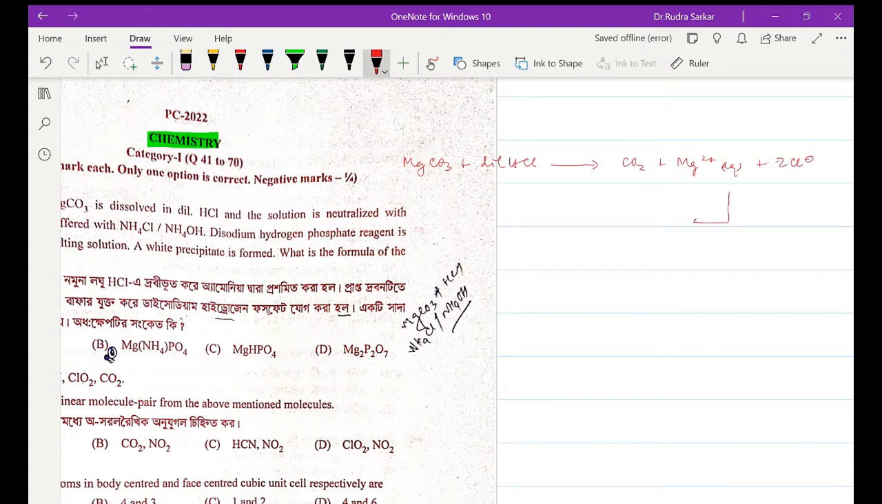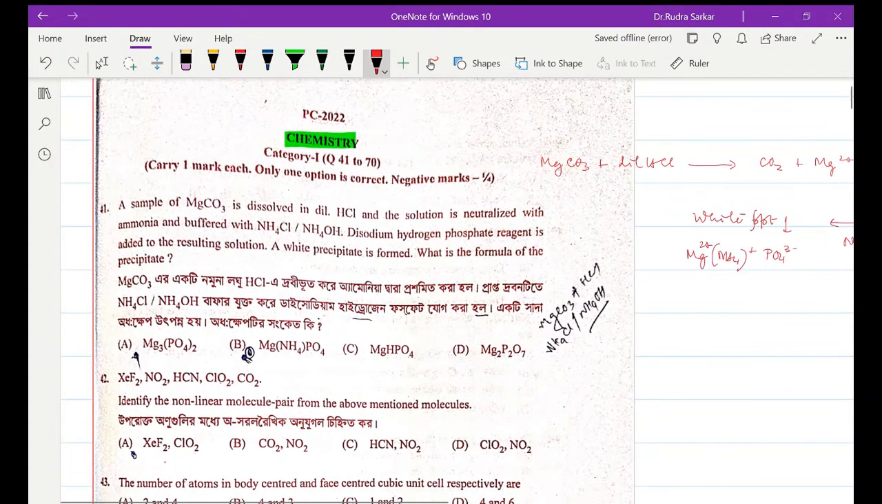Now if you treat this with the buffer of NH4Cl and NH4OH, followed by the addition of disodium hydrogen phosphate, a white precipitate is formed. And the formula of that precipitate is MgNH4PO4. So the answer over here is this one.